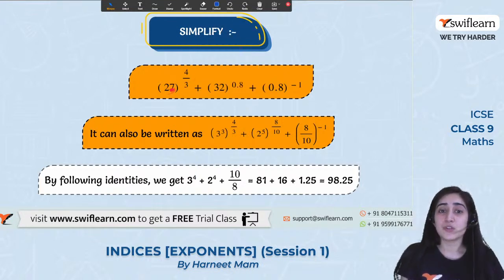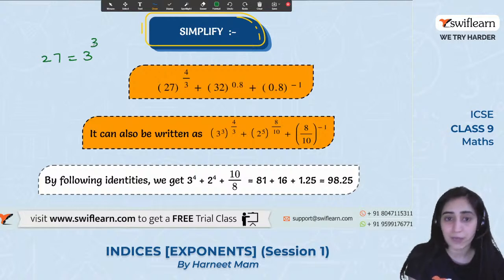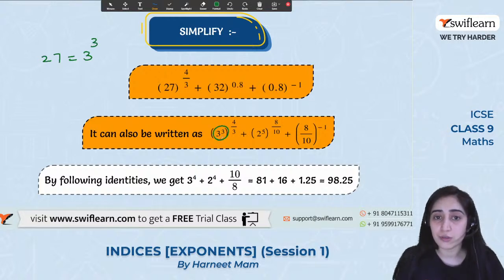It says 27 raised to the power of 4/3. So I know how I can write 27: 27 can be written as 3 raised to the power of 3. So I wrote the same, 3 raised to the power of 3 upon 4 raised to the power of 3.